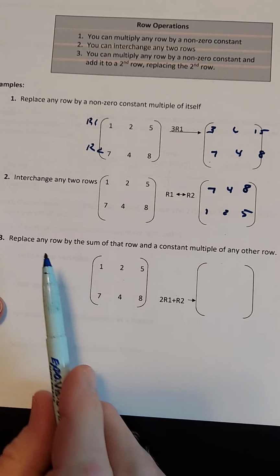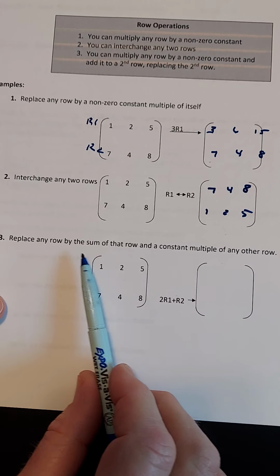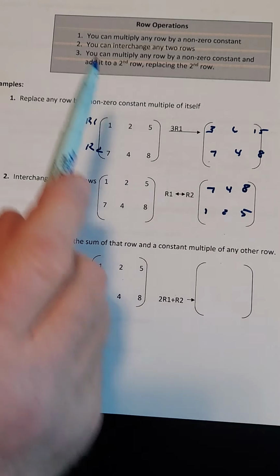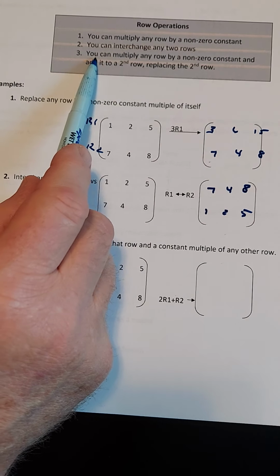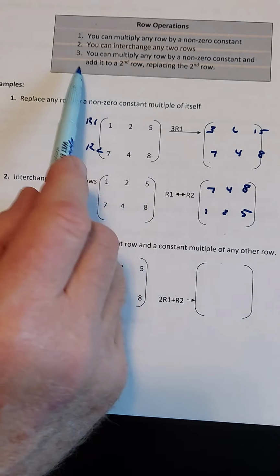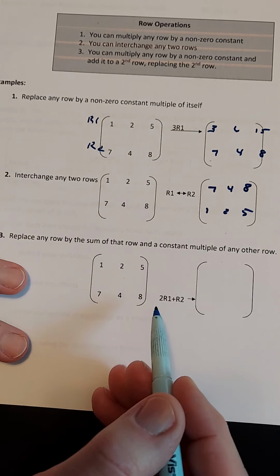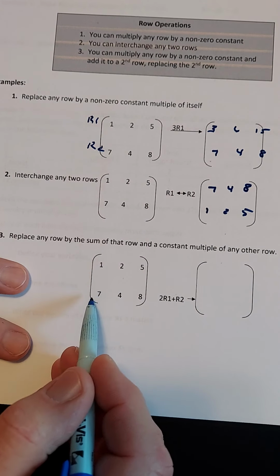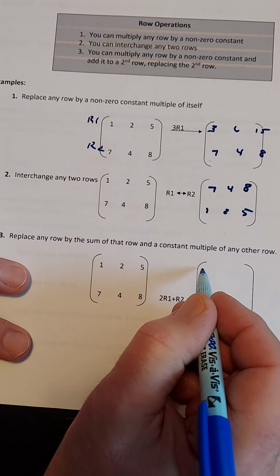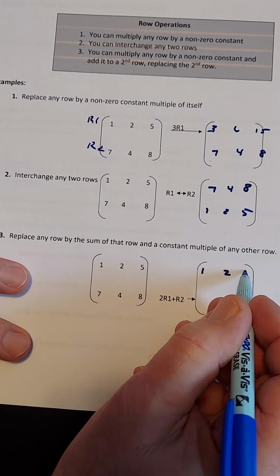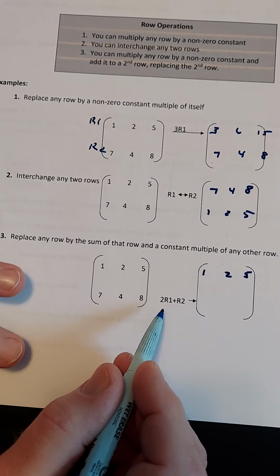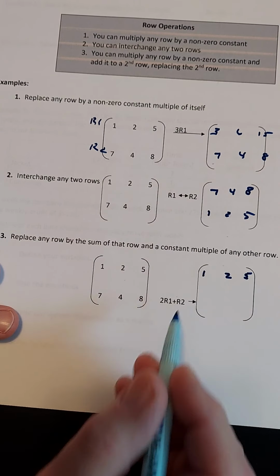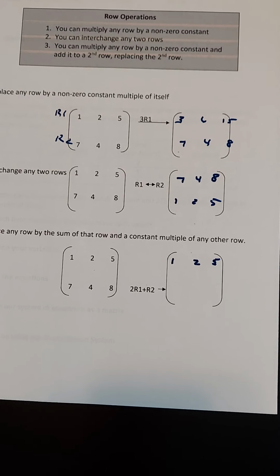Okay, and then the third one says replace any row by the sum of that row and a constant multiple of another row. I got it worded different, but you can multiply any row by a non-zero constant and add it to another row. So this one says we're going to take 2 times row 1 and add it to row 2. So row 1 stays the same. I'm not doing anything with it. And you'll notice when I put my instructions, and you're going to have to do this when you work your problems, you're expected to put the instructions out front. That tells me what you did.